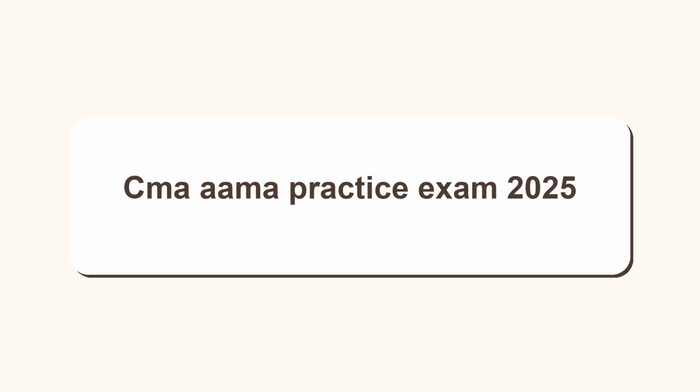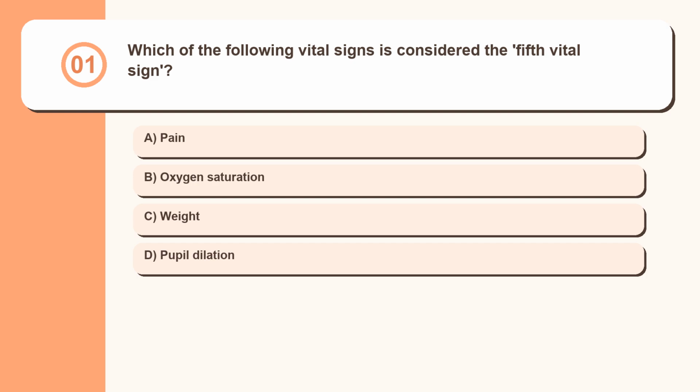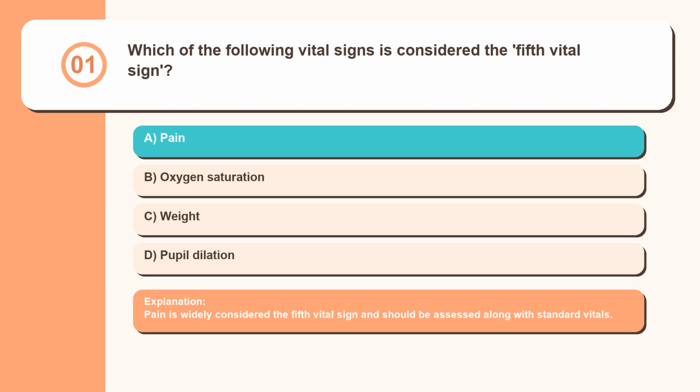CMA AAMA Practice Exam 2025. Question 1. Which of the following vital signs is considered the fifth vital sign? Pain, oxygen saturation, weight, pupil dilation. Pain is widely considered the fifth vital sign and should be assessed along with standard vitals.